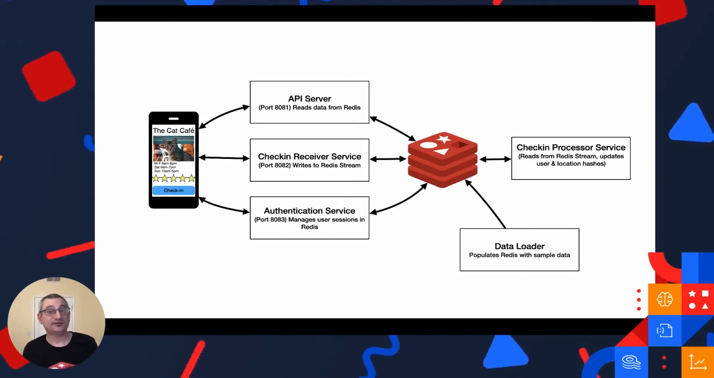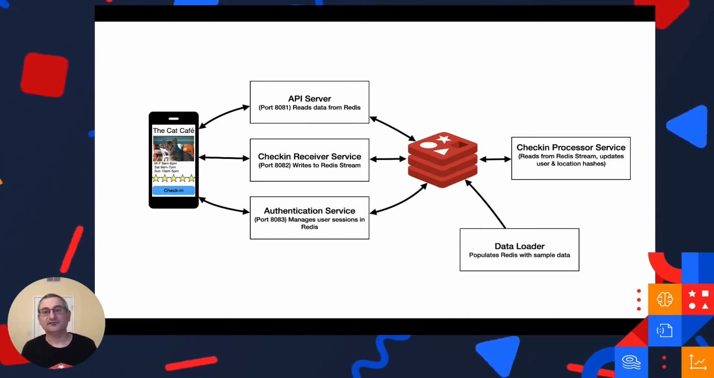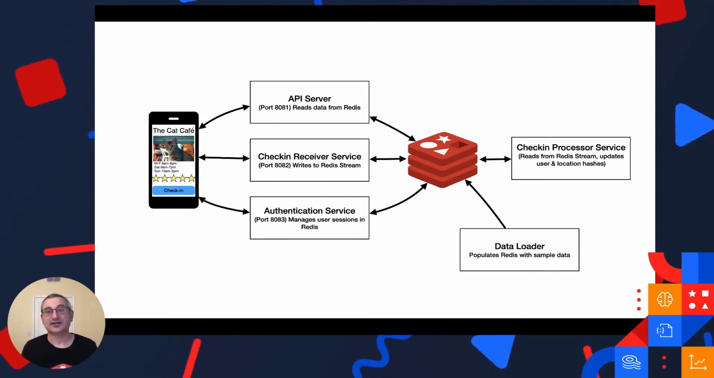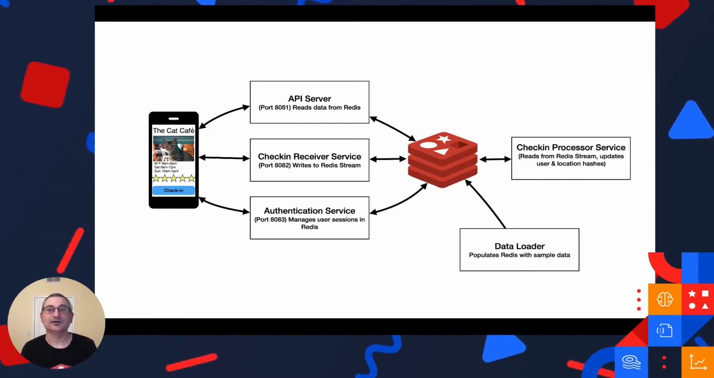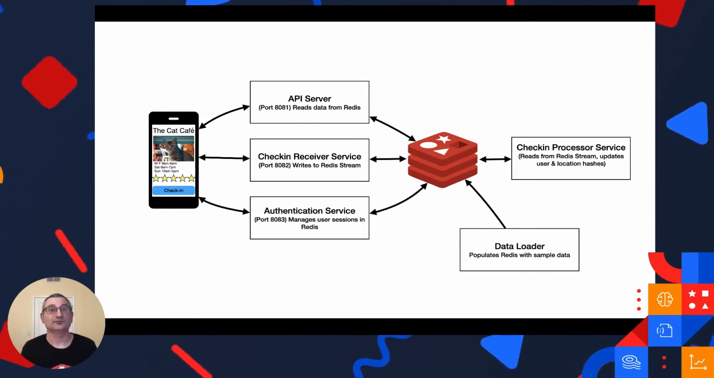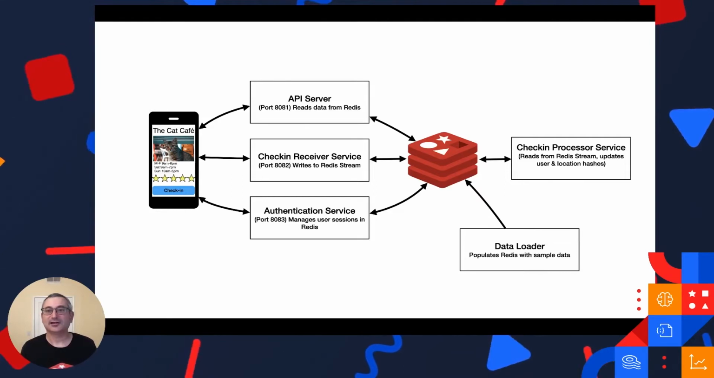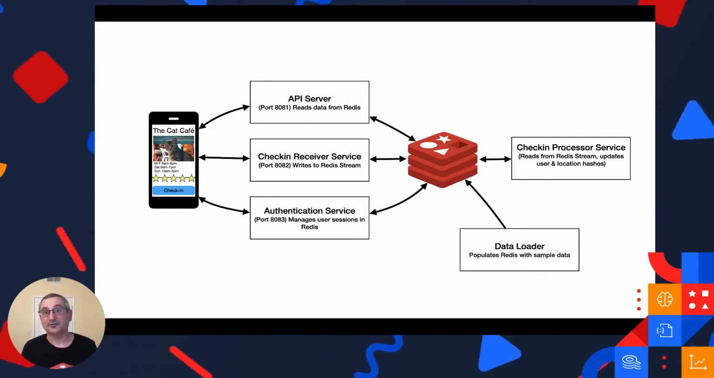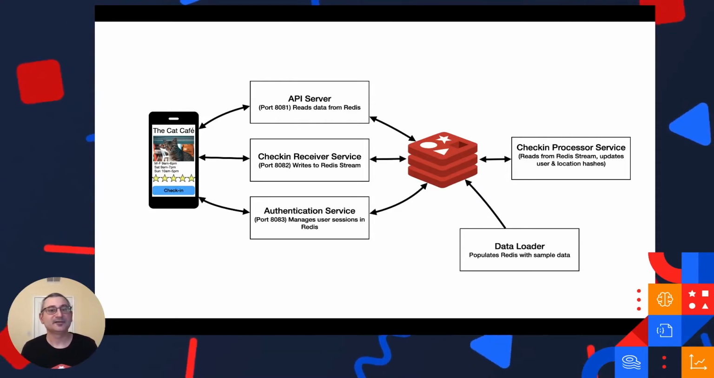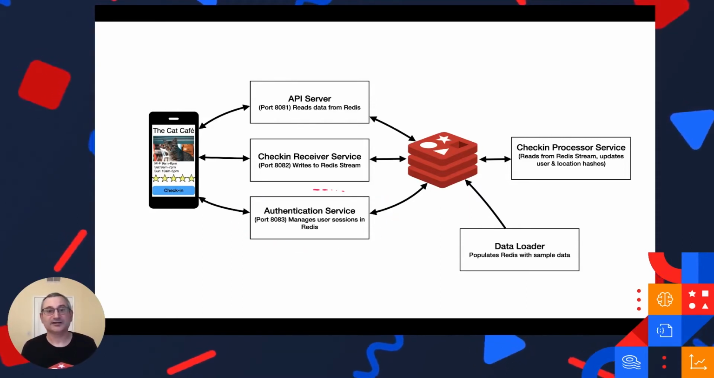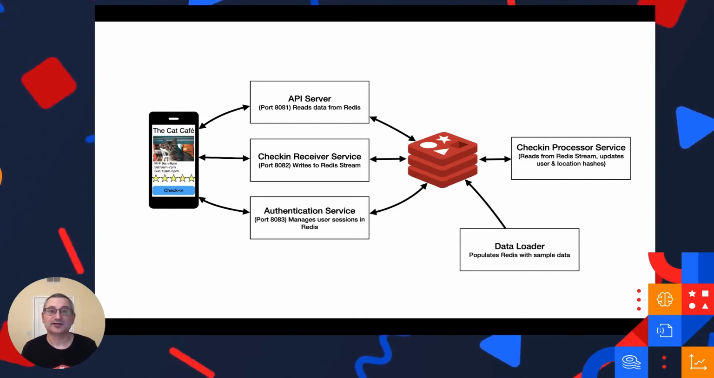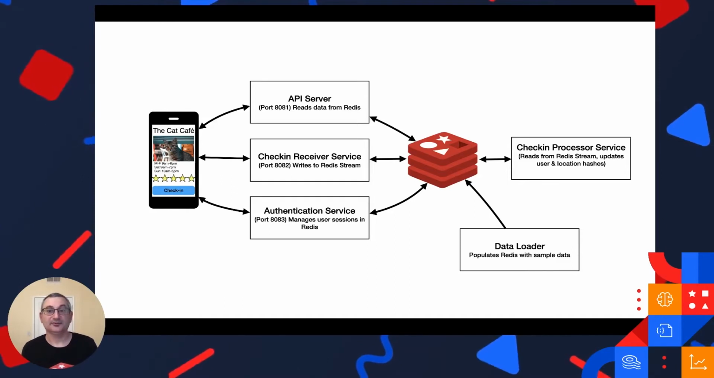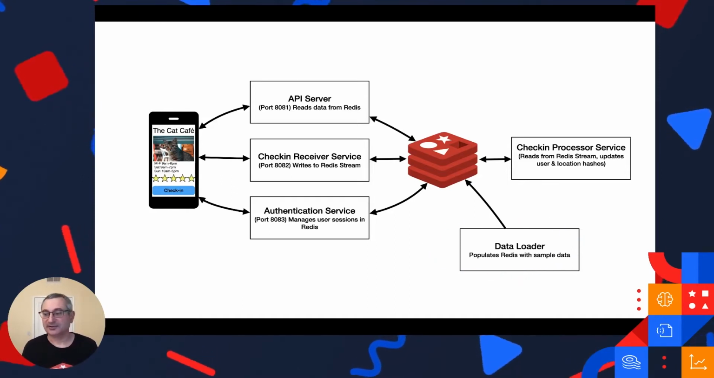Asynchronously, the check-in processor service is going to use that stream as a buffer. And what it's going to do is just read from that stream. And every time it sees a new check-in on there, it's going to update the user and the location data that we're going to store in Redis hashes. But it's going to calculate a new points total for that venue or location. It's going to update where the user was last seen and when. Authentication service manages logins. It'll persist sessions to Redis so that other components can use them. And then there's a one-off data loader that we're going to use just to load some sample data.